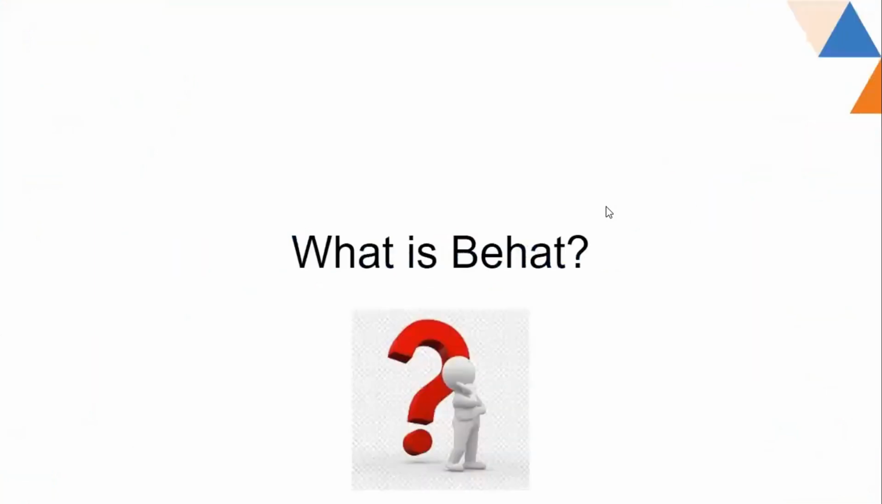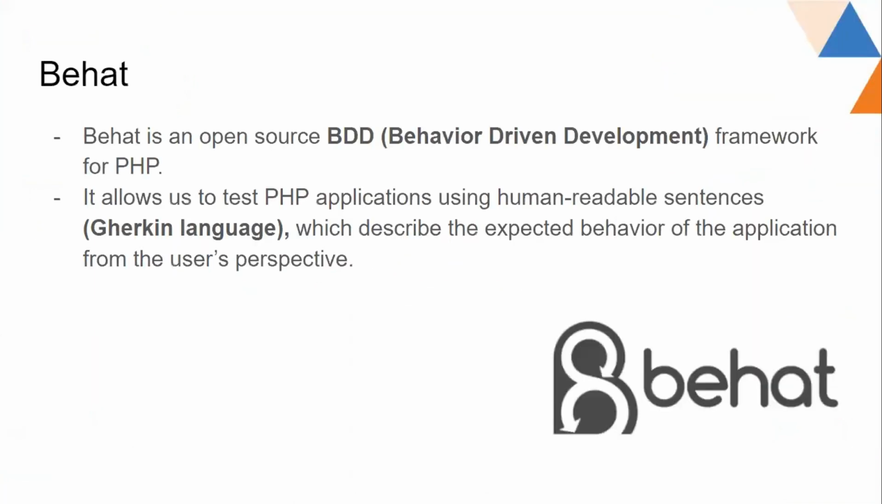So what is Behat? Behat is an open source BDD framework. BDD's full form is behavior driven development. It's basically an agile process or software development process where we follow real-time scenarios, or build software as per real-time scenarios. Suppose we want to build a website, like we want to order some food, a food ordering website.